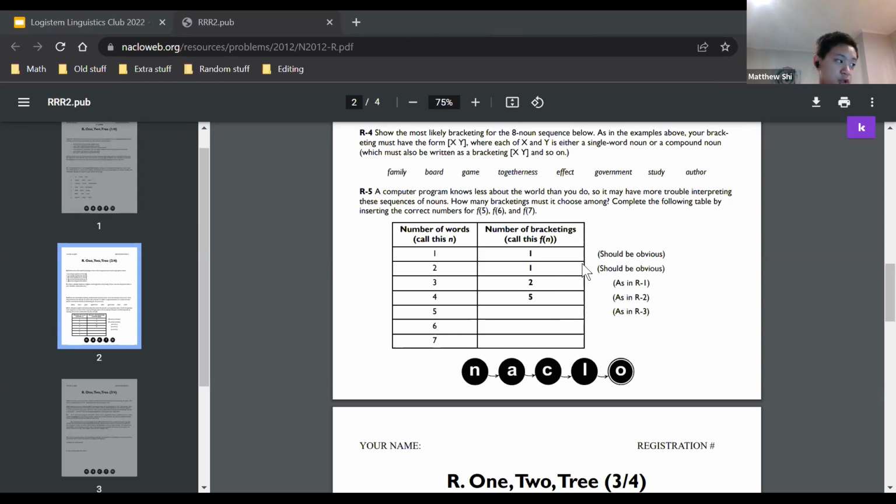5 words is 14, 6 words is 42, 7 words is 132. Now, I definitely would not want to brute force this on the actual test. You most likely don't have enough time. So there is a formula for this. It's math, so it's good to know a little math. This is just counting. I'm not going to explain the formula. I'm just going to put it here.